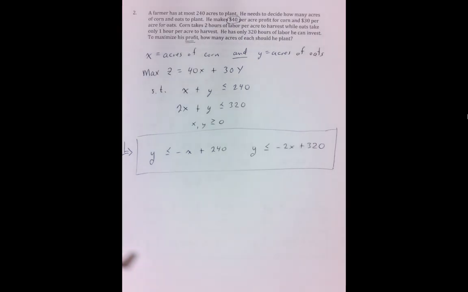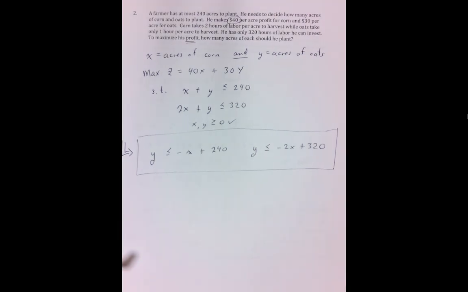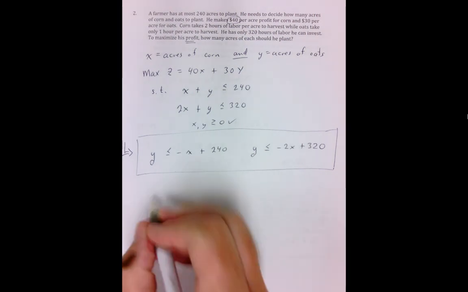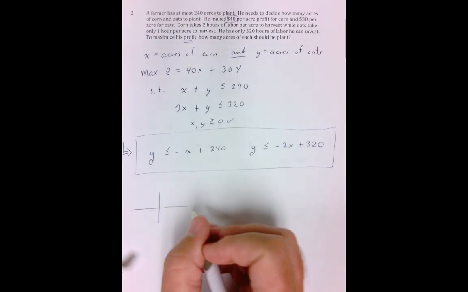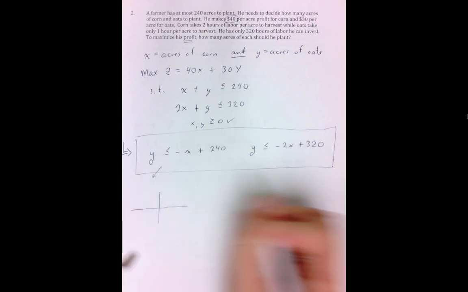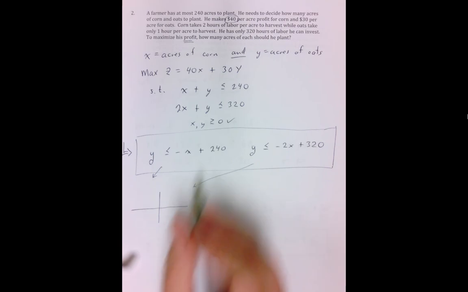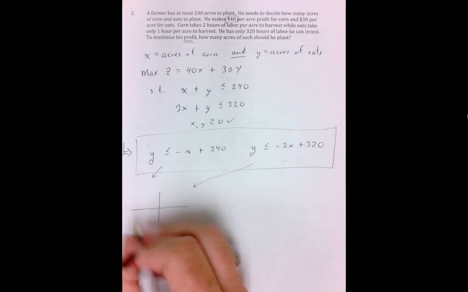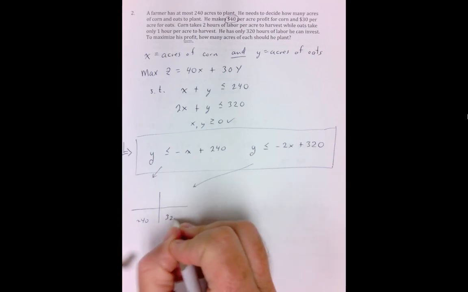All right. So we've got our two inequalities, along with our constraint that the number of acres has to be positive. All right, gang, let's start thinking about our x and y intercepts. I think this is a good thing to look at. So I'm going to let this one be this and this be this. I know this has a y-intercept of 240, and this one has a y-intercept of 320.